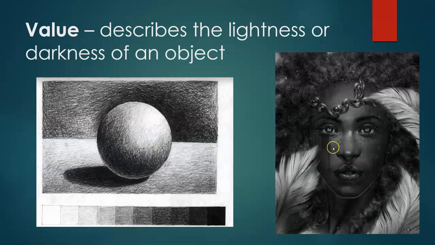And then in this piece on the right, we have a professional artist who's drawn a portrait of a model, and they've also used value to define texture. We see a beautiful demonstration of the differences between the texture of the model's skin, her hair, the jewelry across her forehead, and the feathers that are around her face.